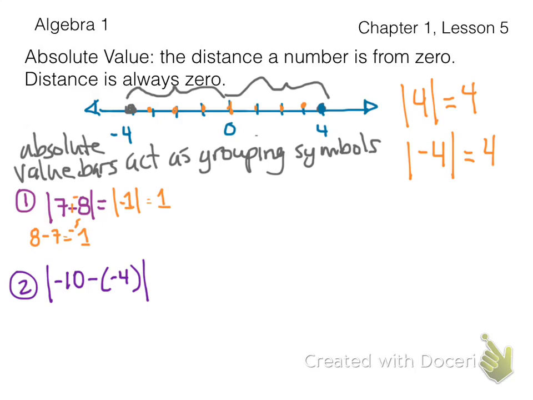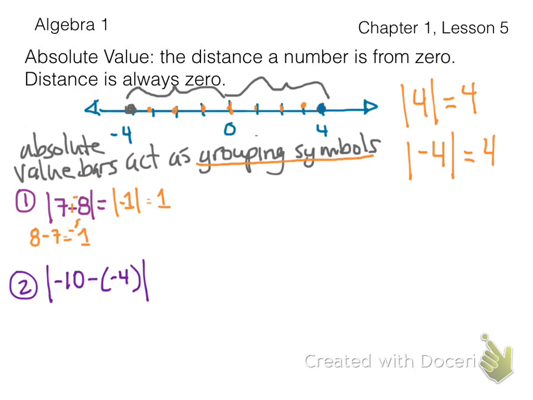All right, so we have the absolute value of negative 10 minus negative 4. So I'm going to go ahead and simplify inside of the absolute value bars because they do act as grouping symbols. So think of them kind of like parentheses, but parentheses with superpowers. Not only do you have to do everything that's inside of them first, but then you actually have to do some mental math with it, okay? So again, absolute value bars act as grouping symbols, but they're like superpower grouping symbols, all right?